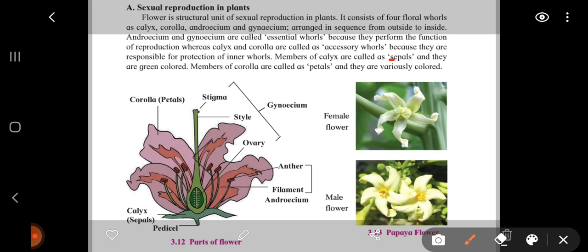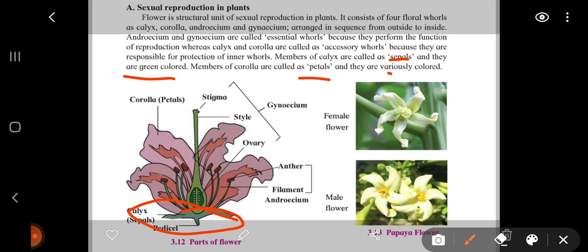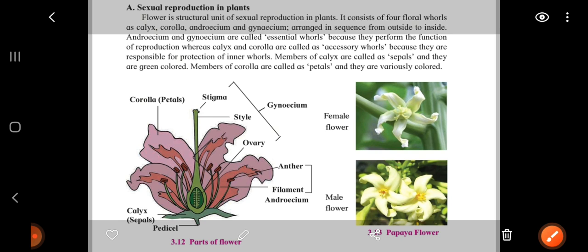Members of calyx are called sepals and they are green in color. Now you can see in the diagram, this is the calyx, and this member is called a sepal. Members of corolla are called petals and they are of various colors, different colors depending on the color of the flower. So this is the corolla, and each member is called a petal. This particular part is the gynoecium, and you will understand the different parts of gynoecium. The anther and filament are parts of the androecium.